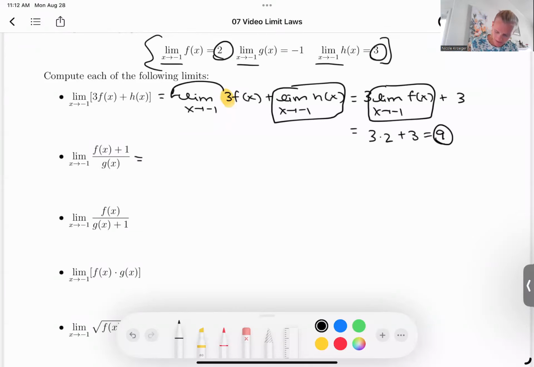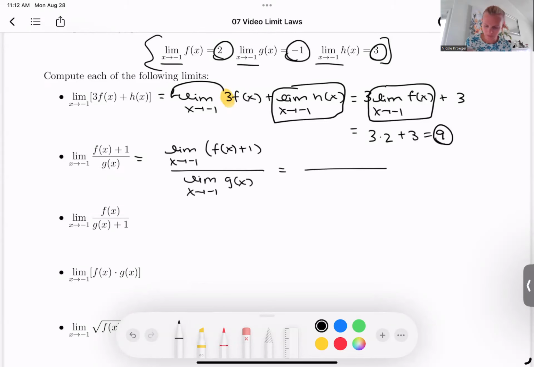So this next one, I have division. Limit law number 5 says I can break division apart so that this is the limit as x approaches -1 of f of x plus 1 over the limit as x approaches -1 of g of x. That denominator will just be -1 from this limit up here. That numerator still has addition in it, so I have to break that apart.